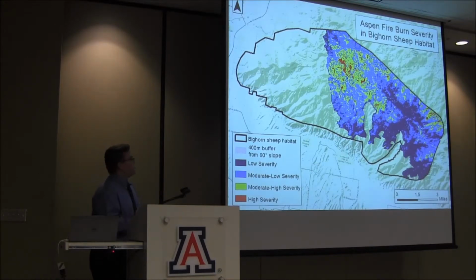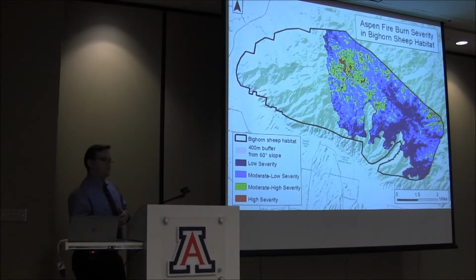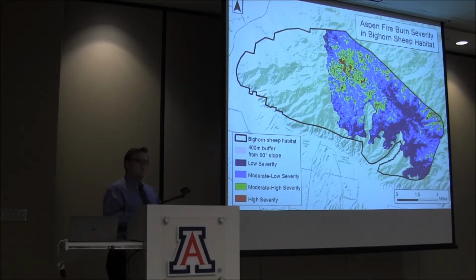Here's a map showing the burn severity within the bighorn sheep habitat. The burn severity data that I'm using to represent this was obtained from the MTBS data set, and I chose to use their data as they use a more robust model that includes variables for monitoring multiple years after the fire, as well as data collected at the site of the fire. So we have values of low severity, moderate low severity, moderate high severity, and high severity.